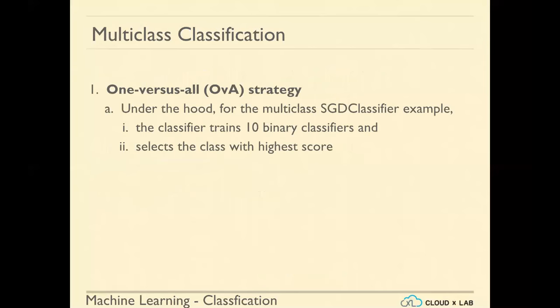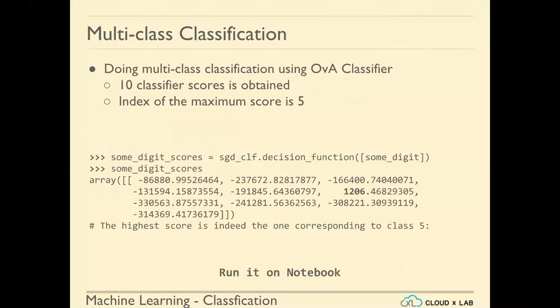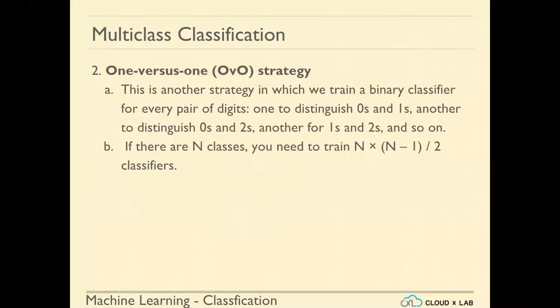Okay. So one versus all, under the hood, SGD is training 10 classifiers, and it selects the one which has the highest score. Okay. Now the second strategy is one versus one, meaning it generates all possible pairs. Instead of saying one versus all, meaning zero versus not zero, earlier one created 10, but this one creates n into n minus 1.